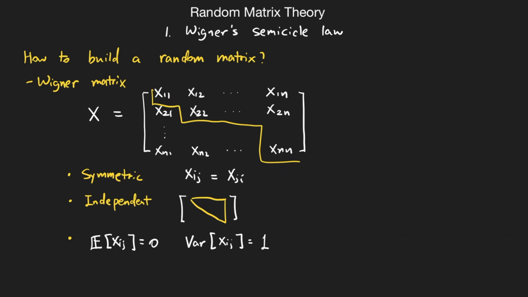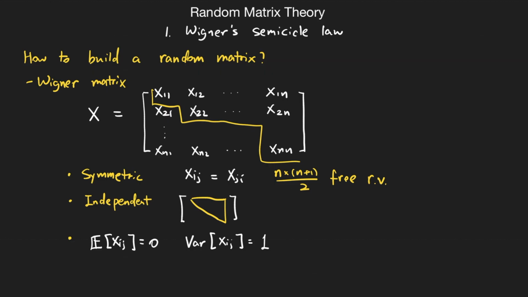So it means that in total there will be n times (n plus 1) over 2 free random variables. Then the next condition is that these free random variables are independent. And we also want the expectation of the entries to be 0 and the variance of the entries to be 1. So that makes up a Wigner matrix. Notice here that it doesn't really care about the distribution.